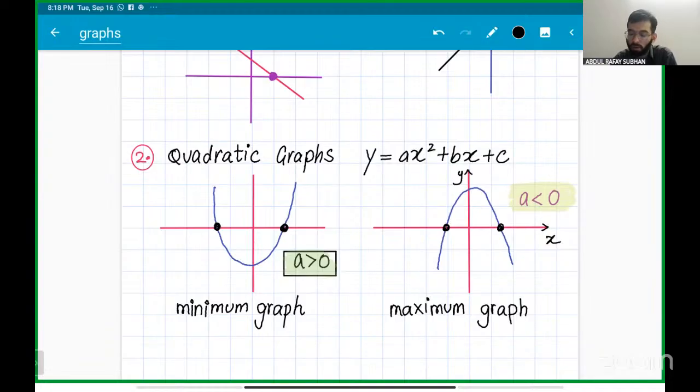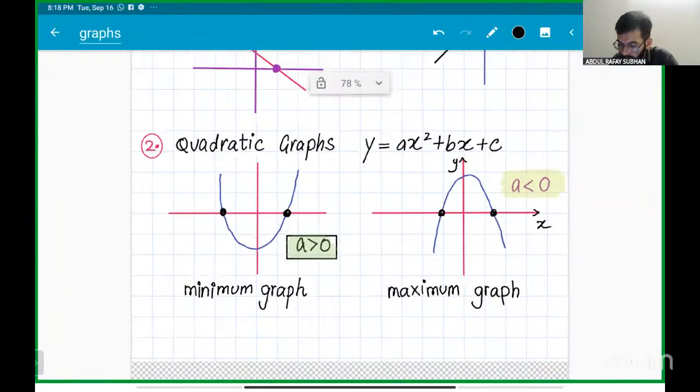Is it clear? One of the quadratic graphs will be a maximum graph, and one will be a minimum graph. Is everyone following, understood? Clear? Okay, so we have a minimum graph and a maximum graph available. Is it clear? Got it, understood? Following?